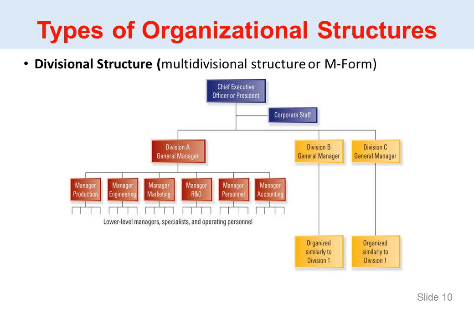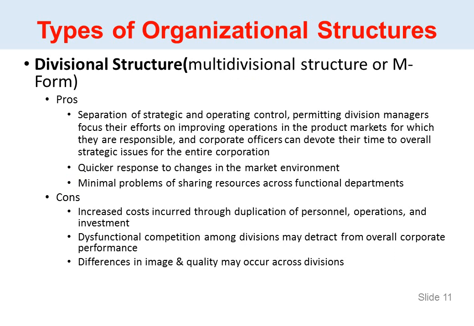By this, there are some advantages and disadvantages. Let's see them. The advantage is separation of strategic and operational control, permitting division managers to focus their effort on improving their division. Quicker response to change in the market environment, and minimal problems of sharing resources across functional departments. The disadvantage is increased cost incurred through duplicating persons of the same function, operating manager, financial manager, and so on.